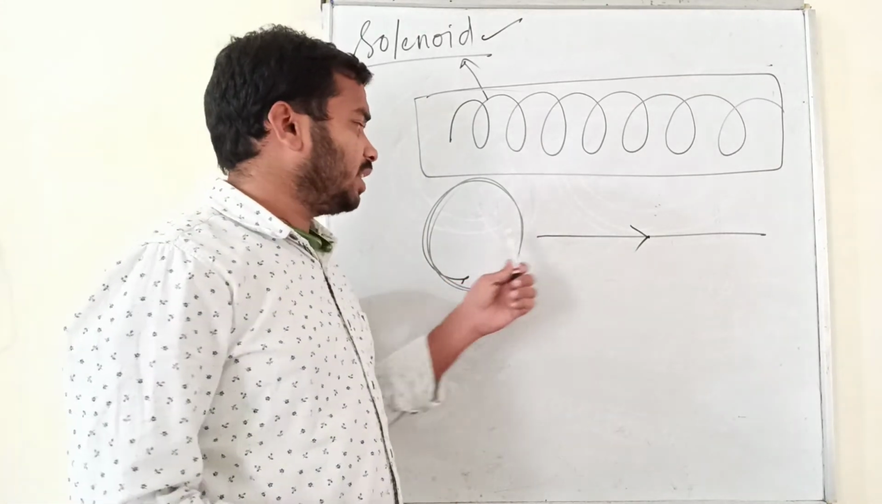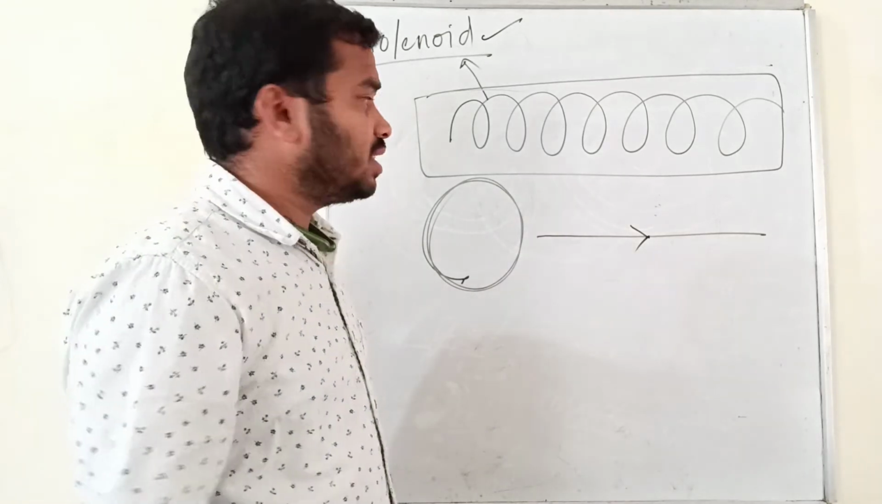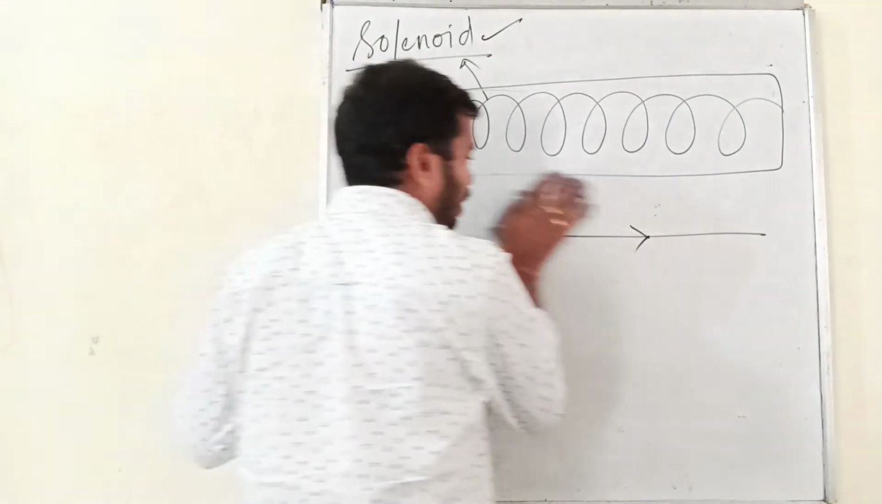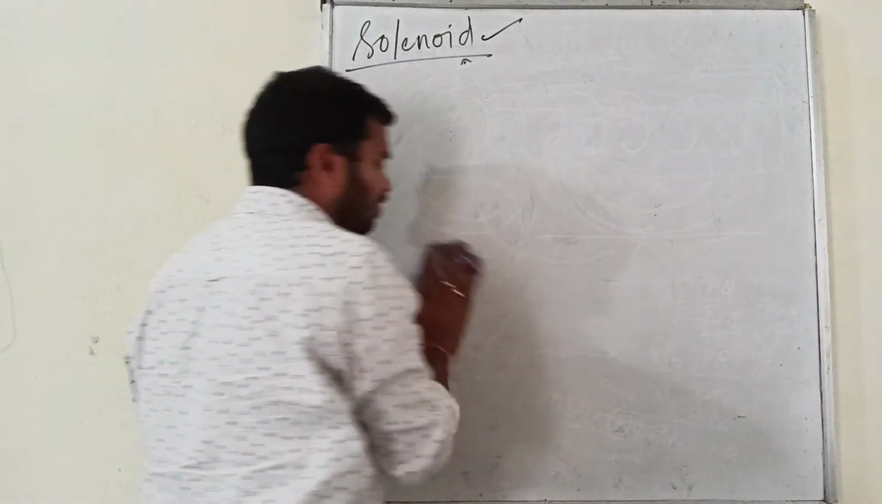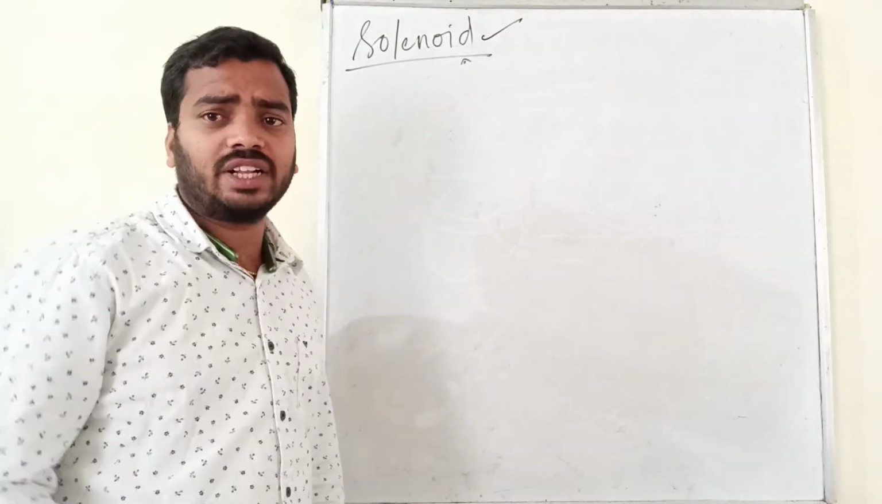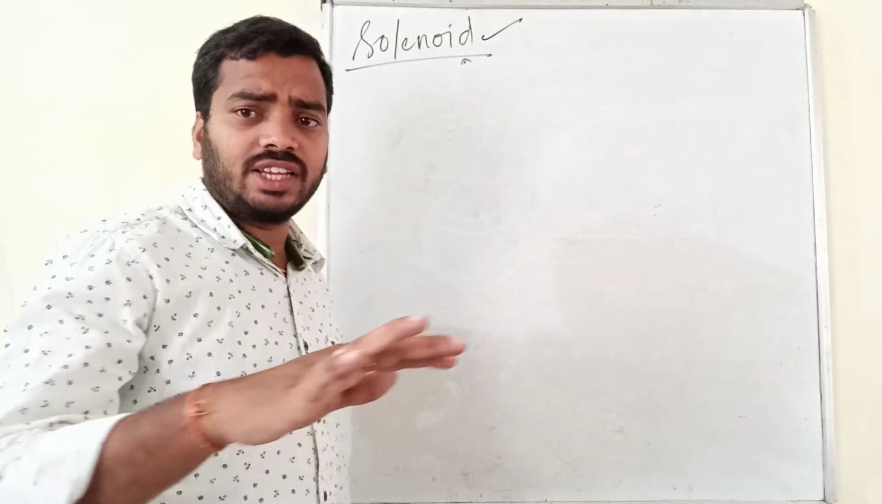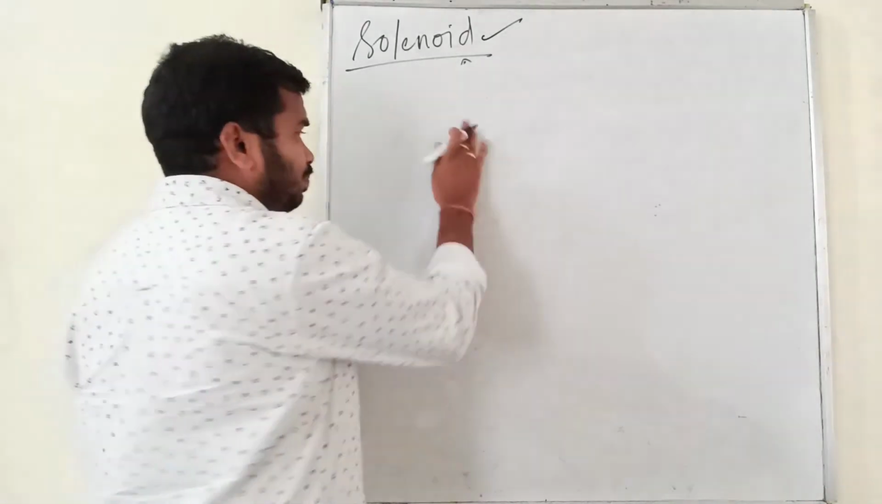We have used a magnetic compass in these two cases to understand the magnetic field lines. In the same way, you can understand the magnetic field lines in the case of a solenoid, but in a bit different way. We use iron filings in this case to know the direction of the magnetic field, how the magnetic field lines would be arranged around this solenoid.